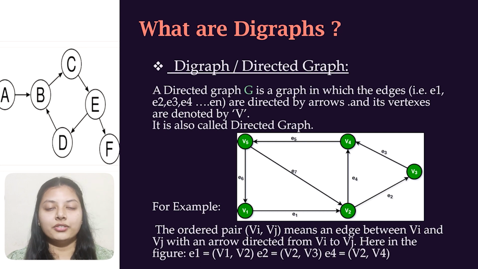Digraph or directed graph. A directed graph G is a graph in which the edges, that is E1, E2, E3, E4 till En, are directed by arrows and its vertices are denoted by V. It is also called a directed graph. For example, the ordered pair Vi Vj means an edge between Vi and Vj with an arrow directed from Vi to Vj. So here you can see in this figure, E1 is directed from V1 to V2, E2 is directed from V2 to V3, and E4 is V2 to V4.